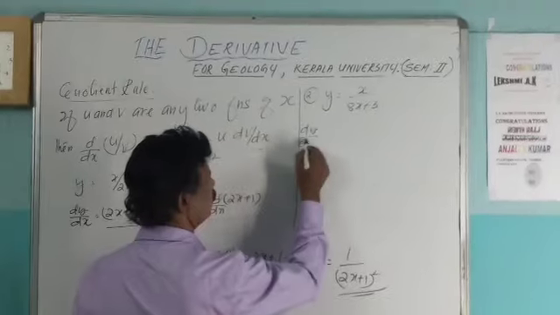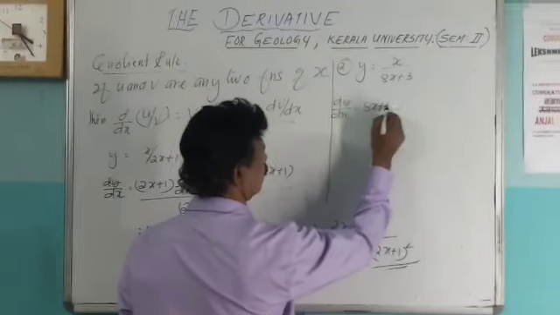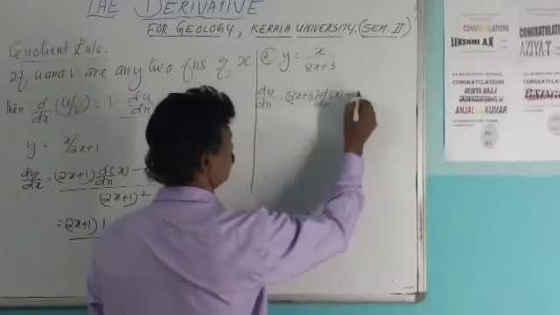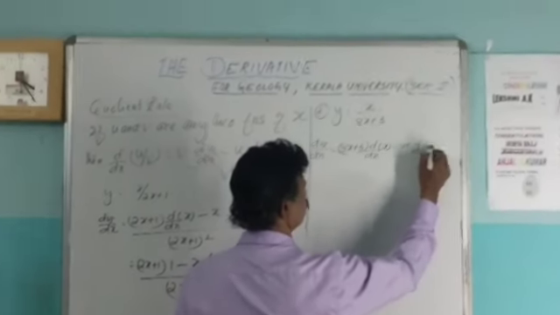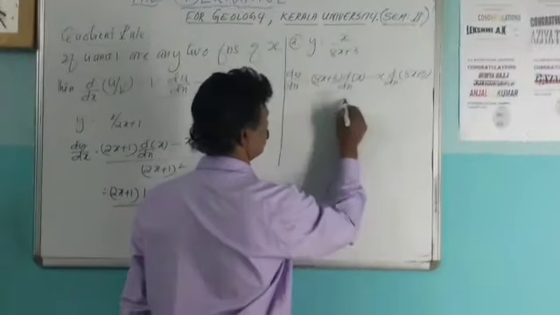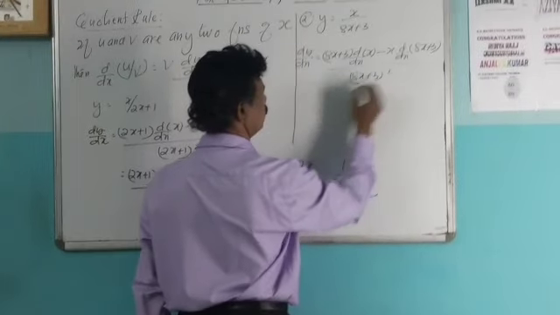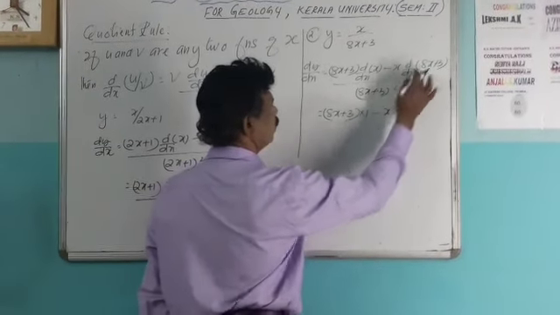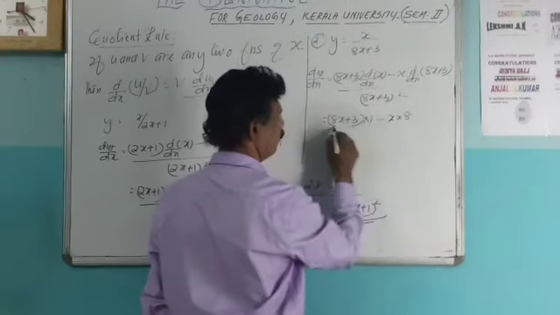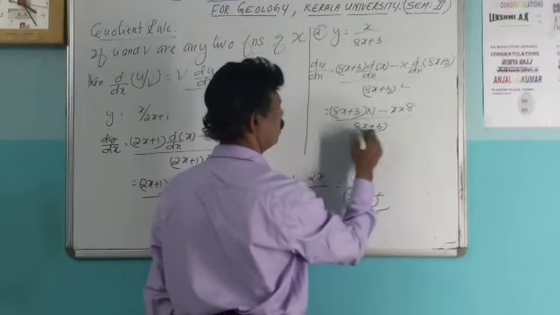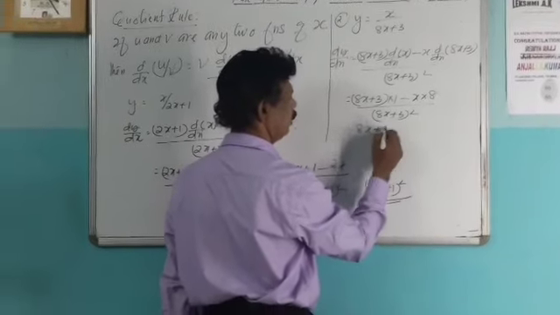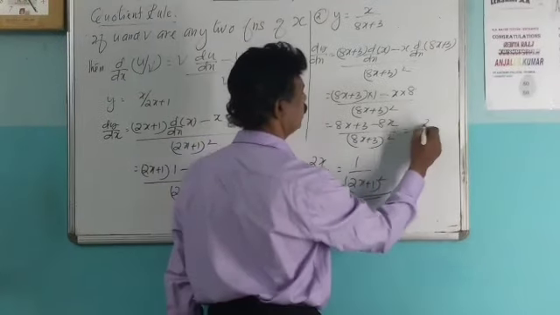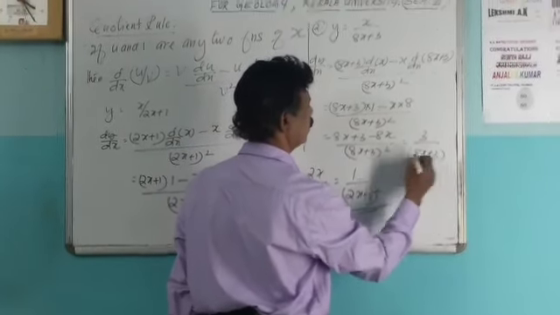That is dy by dx equal to denominator (8x + 3) into derivative of numerator, d by dx of x, minus x into d by dx of (8x + 3), divided by (8x + 3) the whole square. That is (8x + 3) into derivative of x, which is 1, minus x into derivative of (8x + 3), which is 8, divided by (8x + 3) the whole square. Open this bracket: 8x + 3 minus 8x, divided by (8x + 3) the whole square. So the final result is 3 divided by (8x + 3) the whole square.